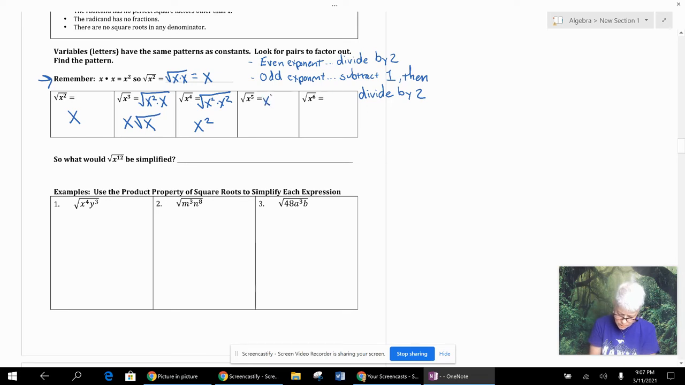Next one, x to the power of 4 times x to the power of 1. I already know I take that x to the power of 4, divide it by 2, and pull it out. The other x gets left behind. Then x to the power of 6. That is an even number. I'm going to write this out. You don't really need to do this every time, but I'm just showing you. I have pairs, so I can pull some out. Again, 6 is an even number, so divide by 2 and pull it out.